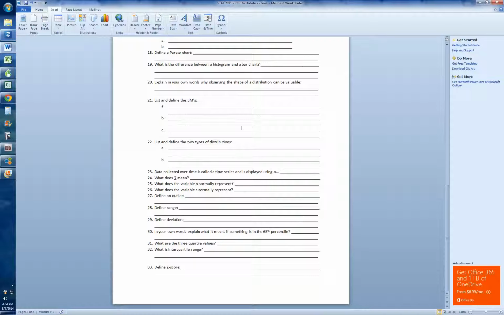Number 31, what are the three quartile values? So remember, we think of like a quarter, 25, 50, and 75. What is interquartile range? That's the third quartile subtracted by the first quartile, right? So the 75th percentile minus the 25th percentile. So the third quartile is that 75% number. The first quartile is the 25% number. The interquartile range is when you subtract that. So you subtract the first one from the third one, right?